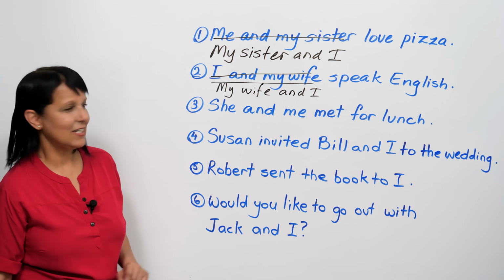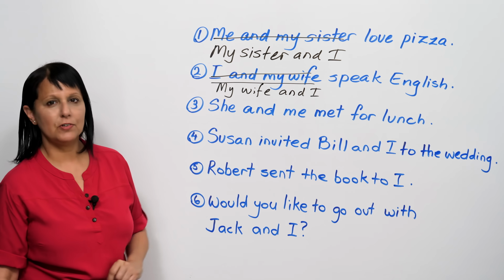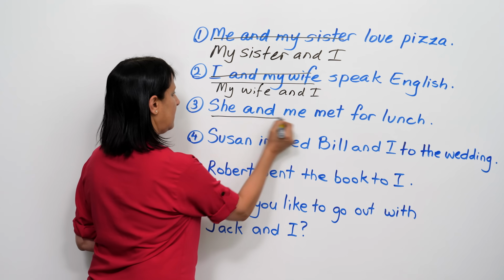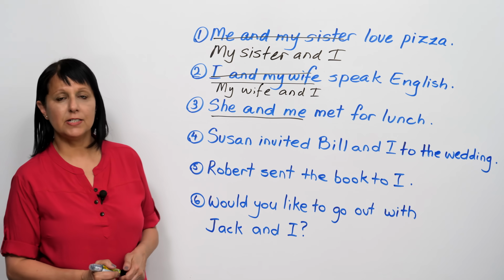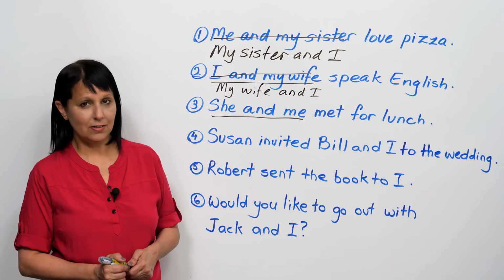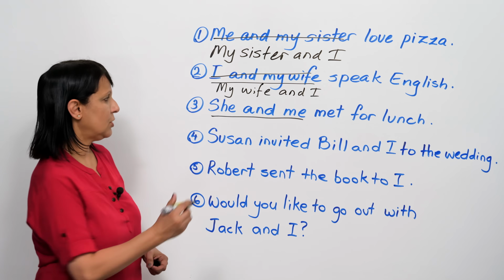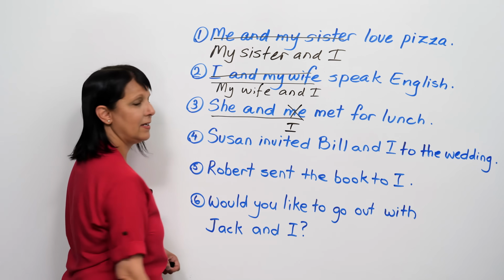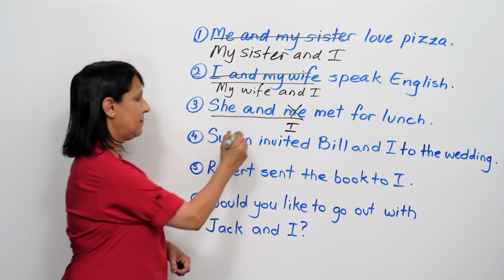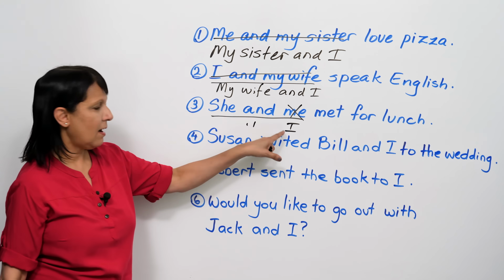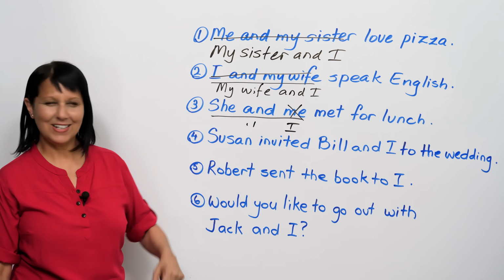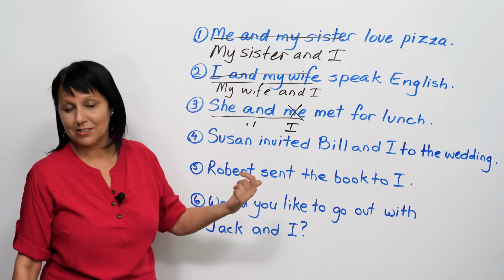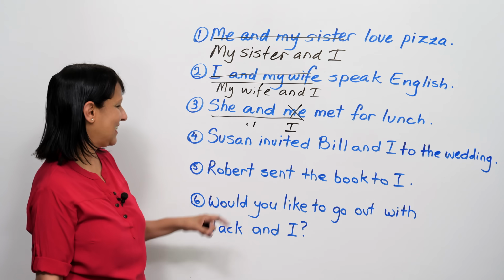All right, number 3. She and me met for lunch. Now we're looking at this section here. She and me. Is that correct? It's not. So what should it be? It should be she and I. Okay? She and I. Because I is the subject, right? Me is the object. And here we didn't have an object. We had a subject.